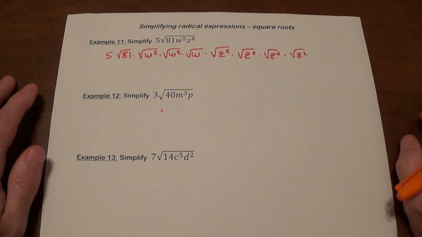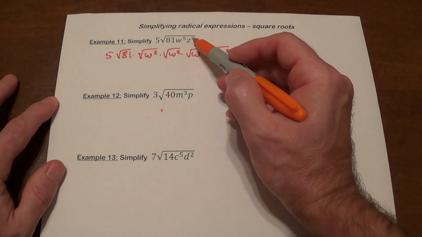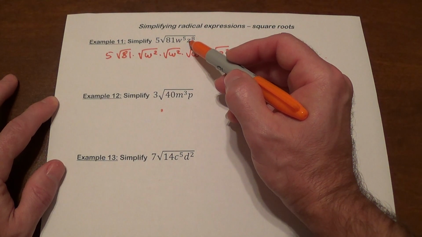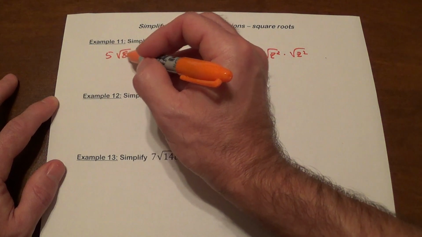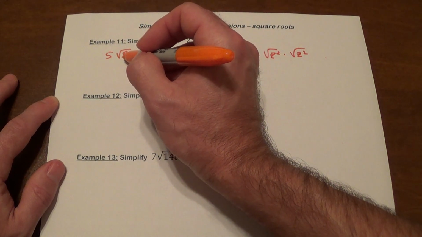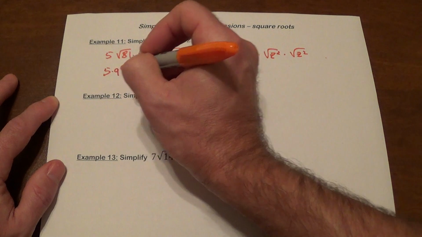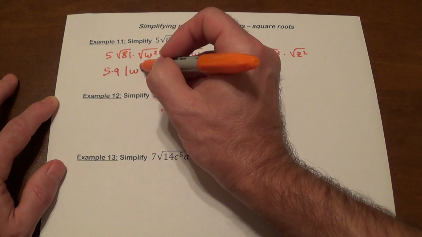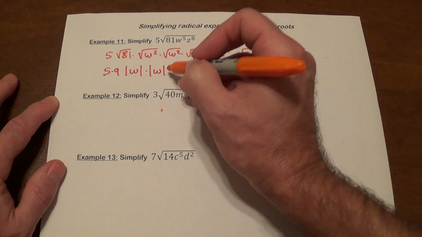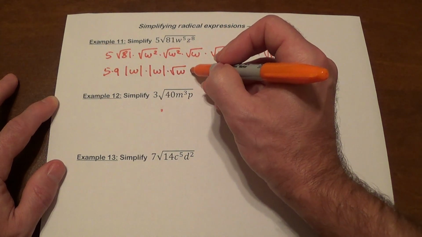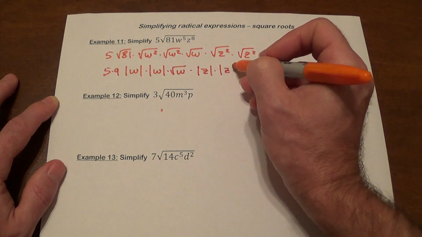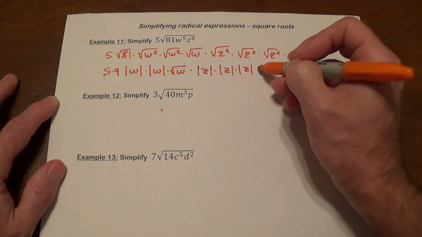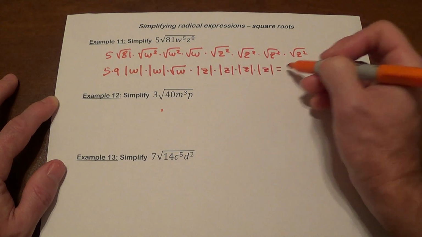Now you should probably begin to understand that if 2 goes into z an even number of times, then you are actually not going to need the absolute value. But let's see. So the square root of 81 is 9. So it's 5 times 9. That's the absolute value of w. That's another absolute value of w. It's the square root of w. That's an absolute value of z, times the absolute value of z times the absolute value of z times the absolute value of z.